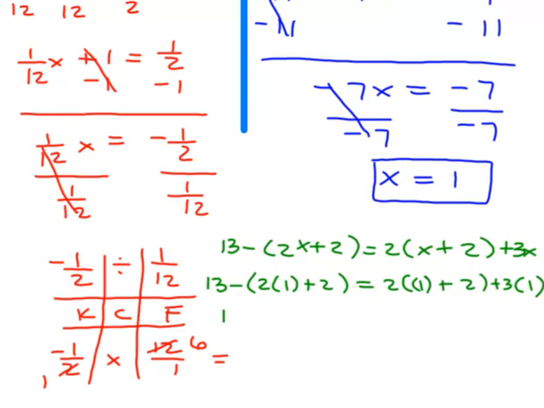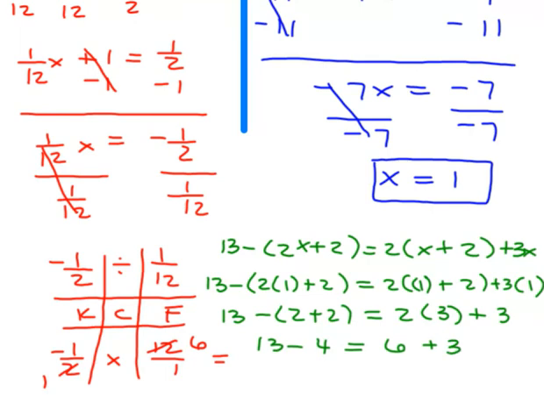All right, so 13 minus 2 times 1 is 2. 1 plus 2 is 3. 3 times 1 is 3. 13 minus 2 plus 2 is 4. 2 times 3 is 6. 13 minus 4 is 9. 6 plus 3 is 9. The answer works out.